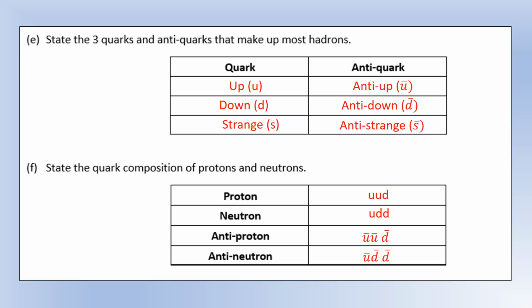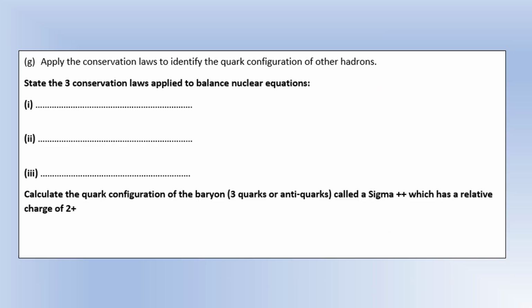The other type of hadron is called a meson, which is a quark and an antiquark. We won't worry about those for now.